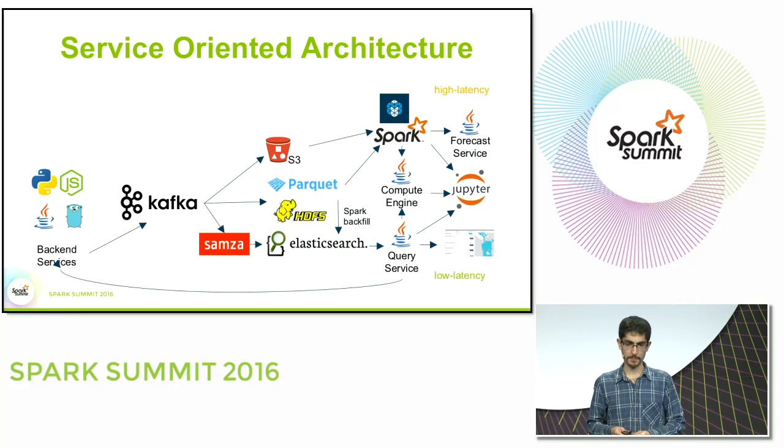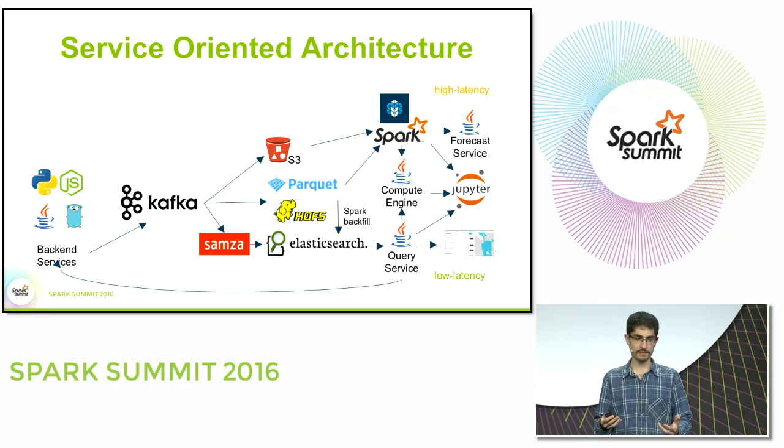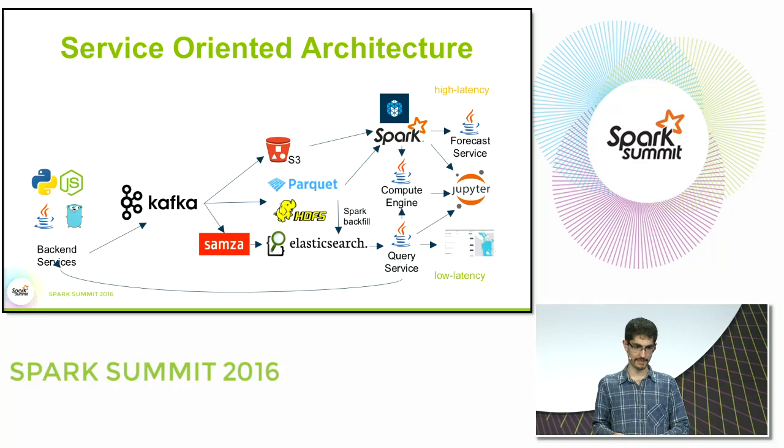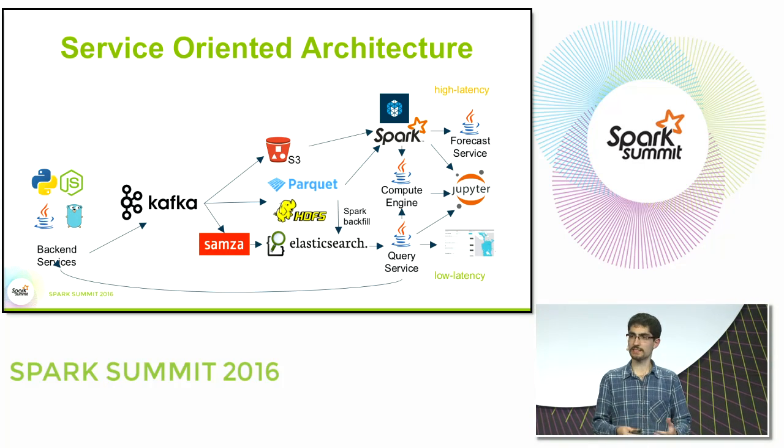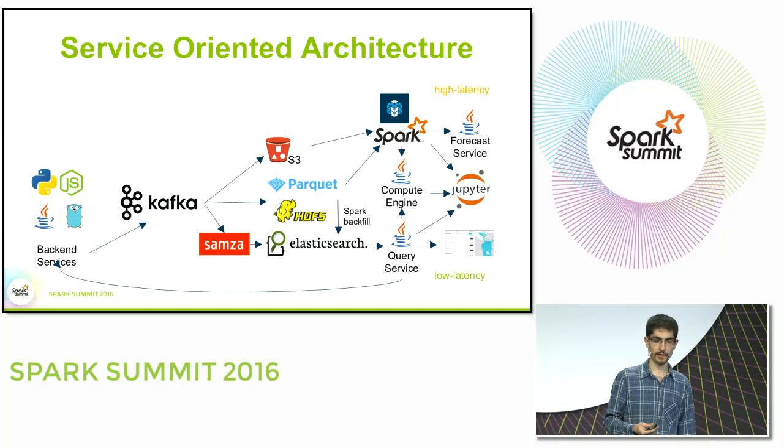So this is our design at Uber. We have a lot of backend services that are written in Python, Node.js, Java, or Go. These communicate with the app indirectly or directly. And then they publish events to Kafka. Those events published to Kafka eventually find their way either into S3, into Parquet and HDFS and Hive, or to Elasticsearch via a Samza streaming job. You can think of Samza kind of like a lightweight Spark streaming. And if data is missing from Elasticsearch, we backfill it from Parquet and HDFS.